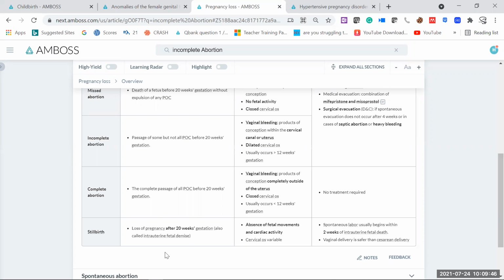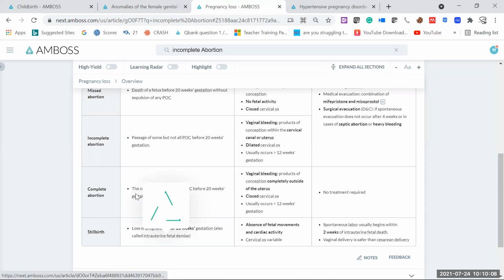Vaginal delivery is safer than, of course, cesarean delivery, as we already know that the stillbirth has occurred, so we cannot do much for the patient. It's necessary not to harm the patient any further. We'll prefer spontaneous delivery, so we can wait for 2 weeks. If the patient does not go into natural labor, then of course we can induce the labor.